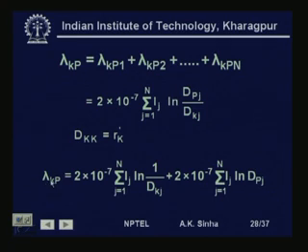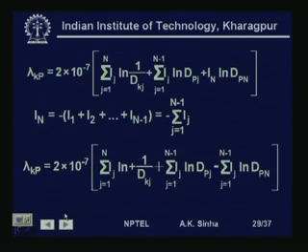Therefore, the flux linkage of conductor K up to point P can be written as 2 into 10 to the power minus 7 sigma Ij ln 1 by D_kj plus 2 into 10 to the power minus 7 sigma j equal to 1 to n Ij ln D_pj. That is, what we have done is this term we have separated into two parts as two summations. One is Ij ln 1 by D_kj plus Ij ln D_pj. We will see why we do this.